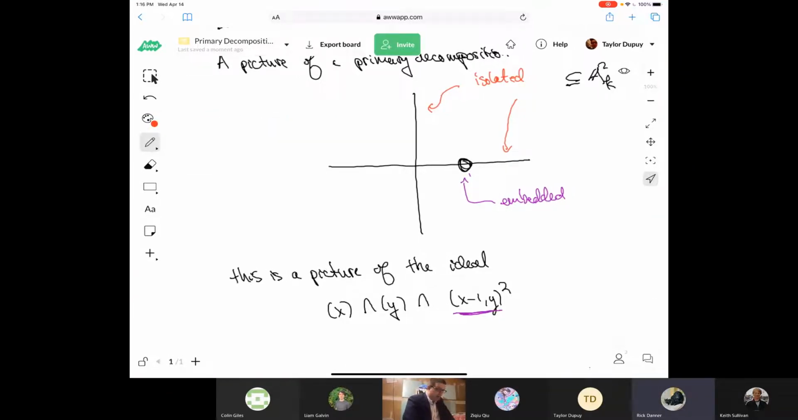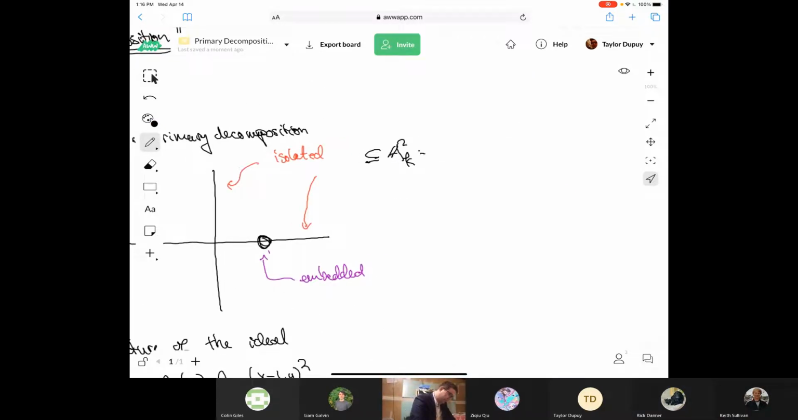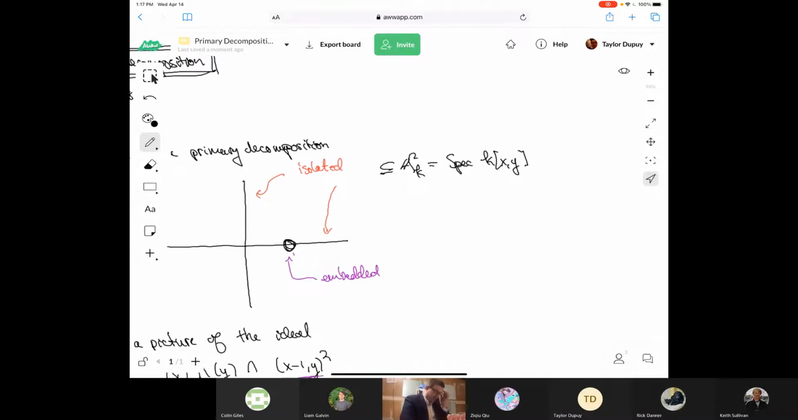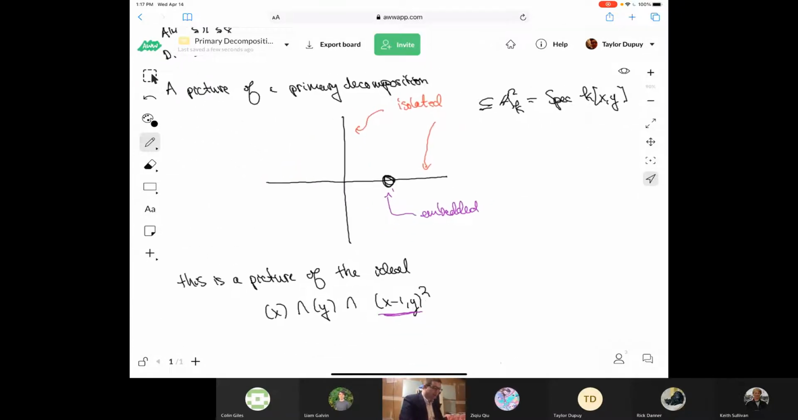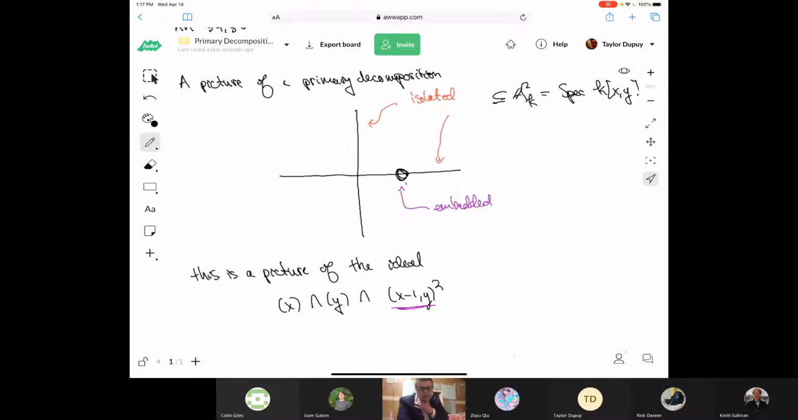Can I just check, if I'm saying this right, that A2 is Spec of K adjoin 2 variables? Yeah. This is Spec of K[x,y], the scheme, not just the topological space. There's more information than just the topological space. Topological spaces only know about prime ideals; they don't know about primary ideals. So when I say the scheme, it's really about the ring. This is this thing here, if this is I.